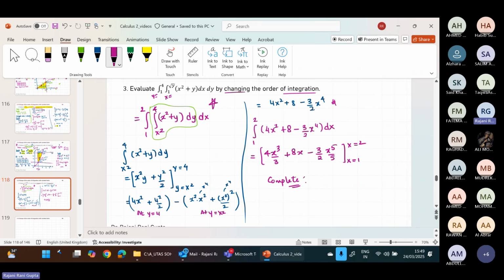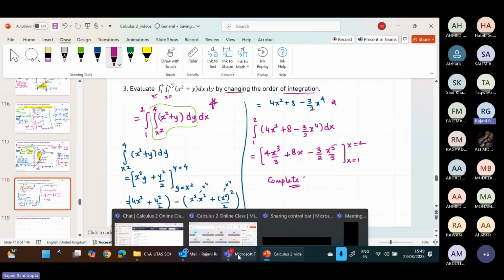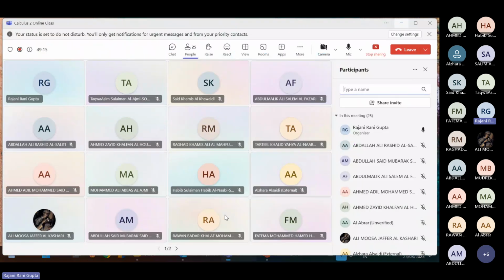So this is all about 3.4. So we finished today 3.3 and 3.4. 3.5 is for self-study, triple integral. Okay, so work on that. So this is all that I have from my side for today. If you have any questions, ask me.